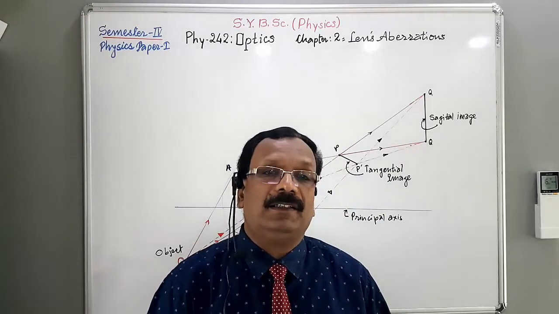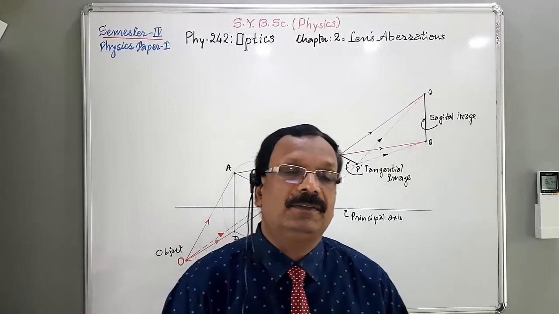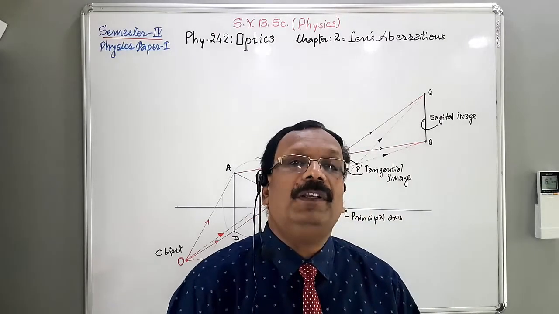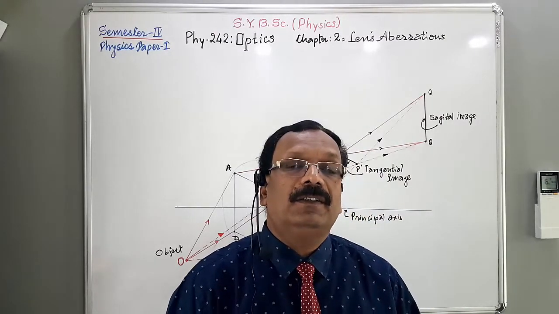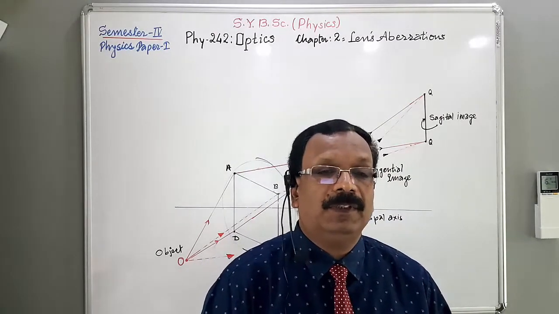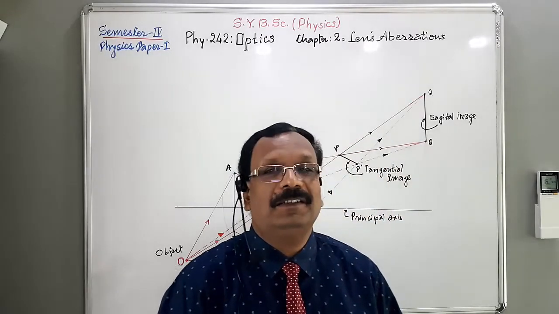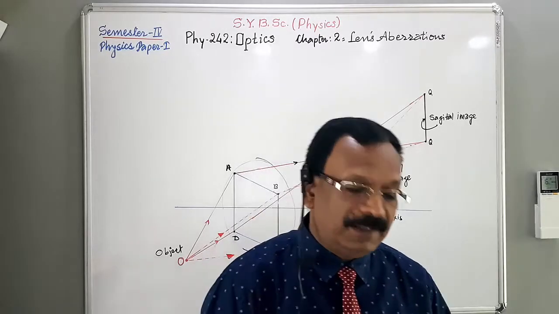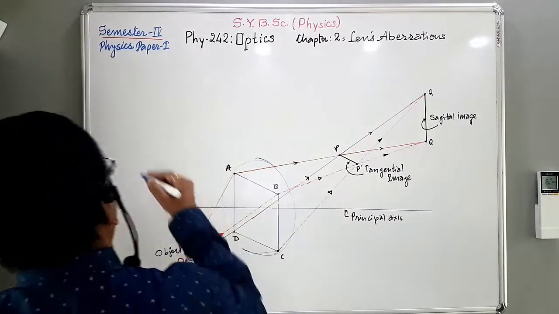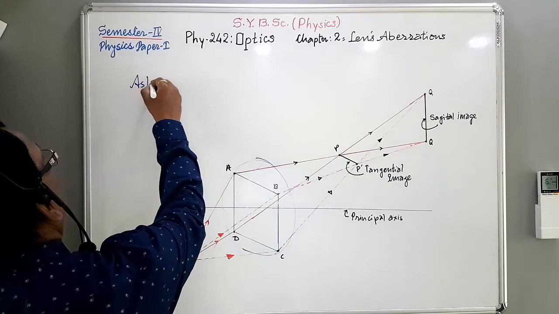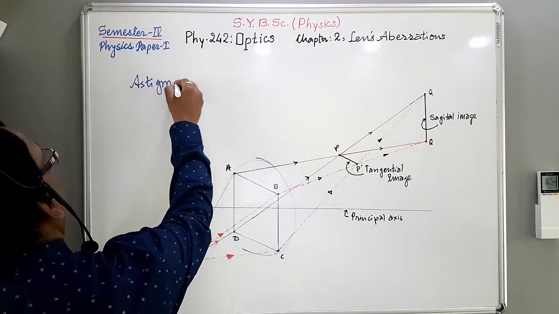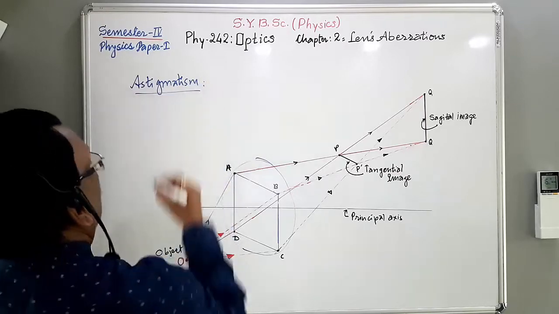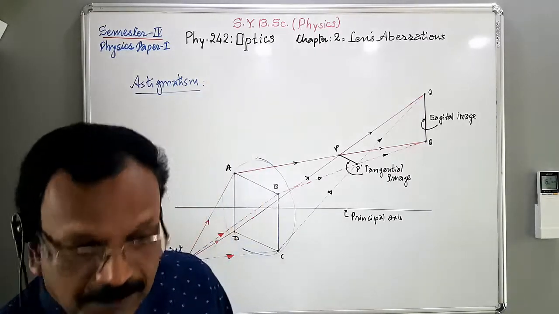In the previous lecture we studied coma and chromatic aberration, and we also studied the reduction of coma. Now in this lecture we are going to see astigmatism. What is astigmatism?